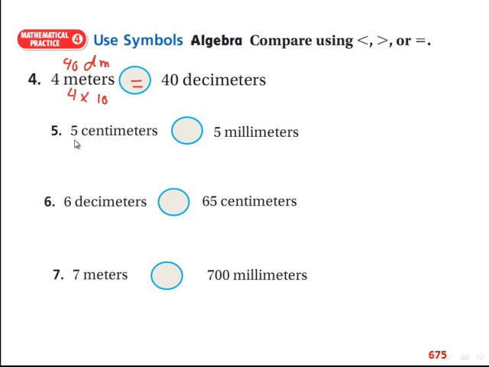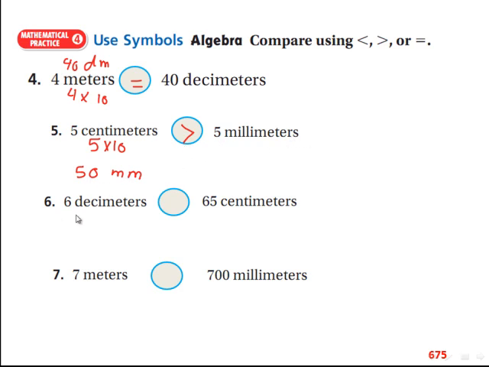Question 5 says 5 centimeters, 5 millimeters. Use your comparing rule. Convert from the big unit to the small unit. Big unit is centimeter, bigger than millimeter. So ask yourself, how many millimeters in 1 centimeter? Exactly 10. So I'm gonna multiply 5 by 10. 5 by 10 means 50. 50 what? 50 millimeter. And I have 5 millimeter. Exactly 50 millimeter is greater than 5 millimeter.